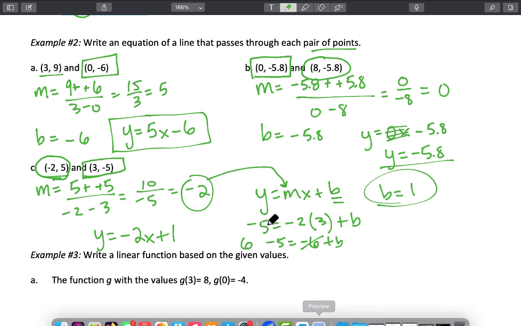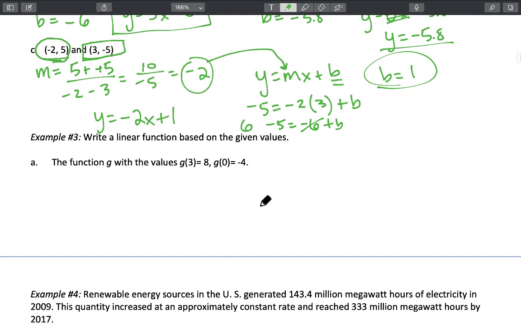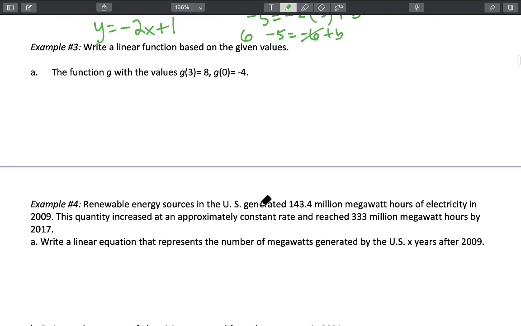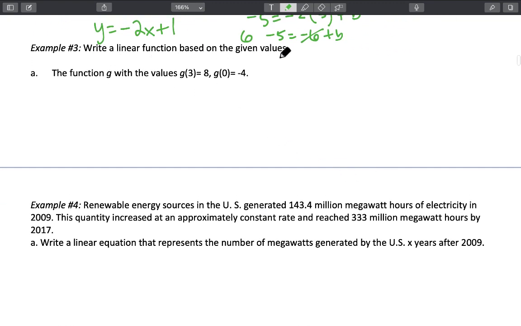All right, in our next example for today, we have a linear function based on these given values. We want to write a linear function based on these values. So our function g has the values g of 3 is equal to 8. Well, this is just function notation, and it's another way of saying that the point 3, 8 is on the graph. Likewise, g of 0 is negative 4. That means the point 0, negative 4 is on the graph.